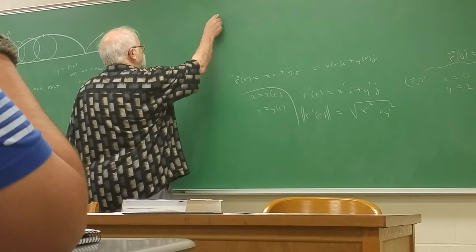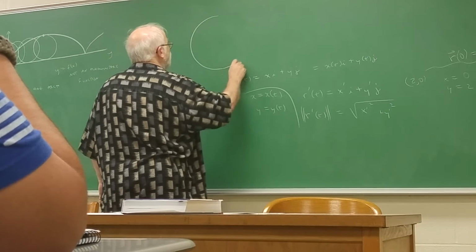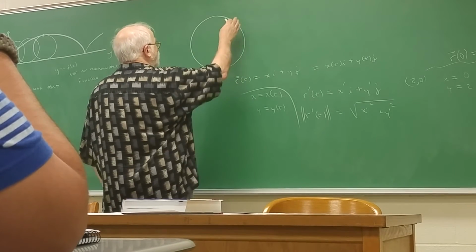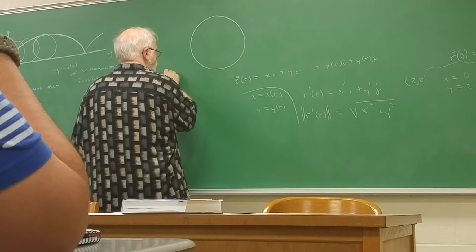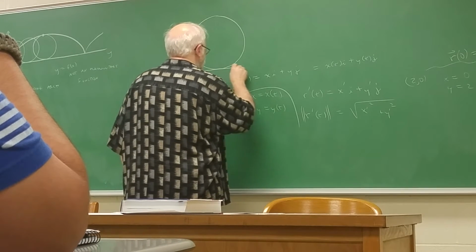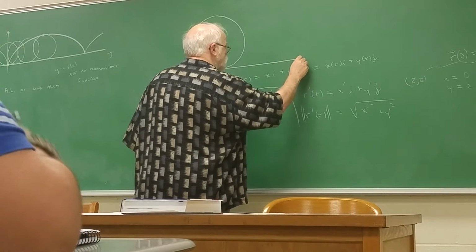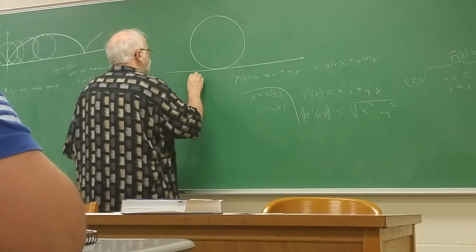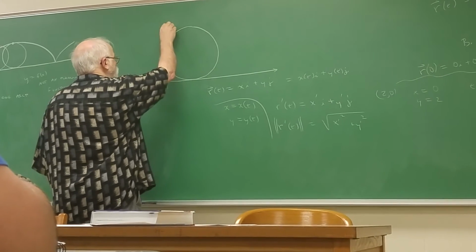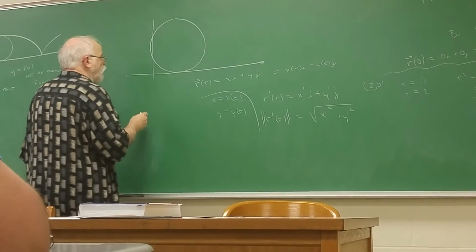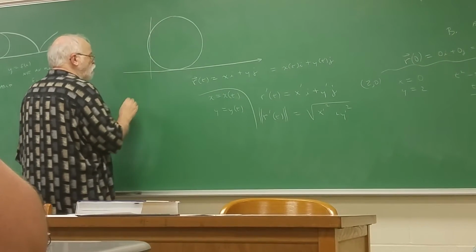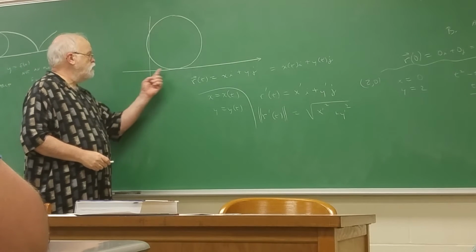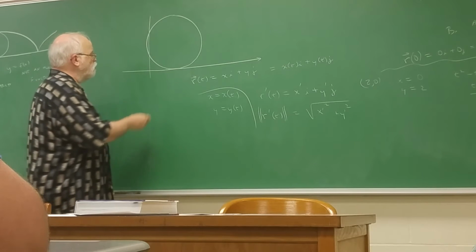So let me try to draw a pretty good circle here. Not bad. A little flat up there, but that's all right. Here's my track, my x-axis. I'm going to put the track on the x-axis. And let's say that it's already rolled a little bit away from the origin. And so, let's see, it rolls without slipping, which means the straight line distance is the same as the arc distance out to the point in question.